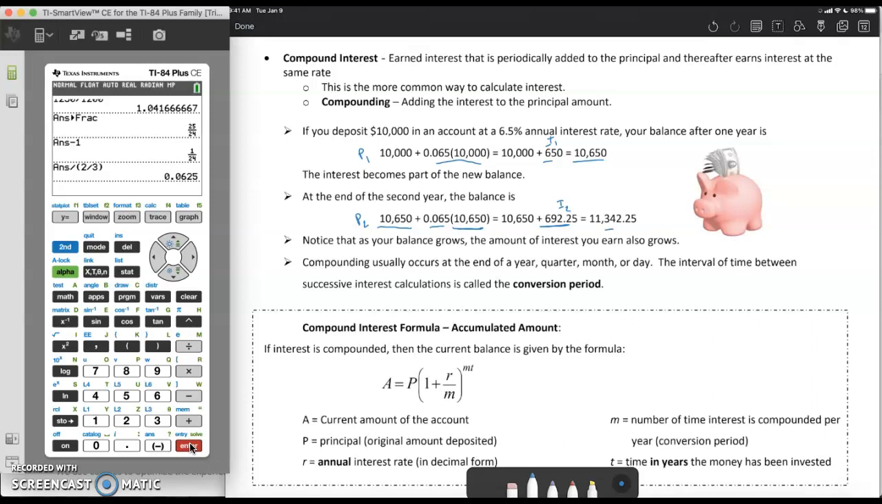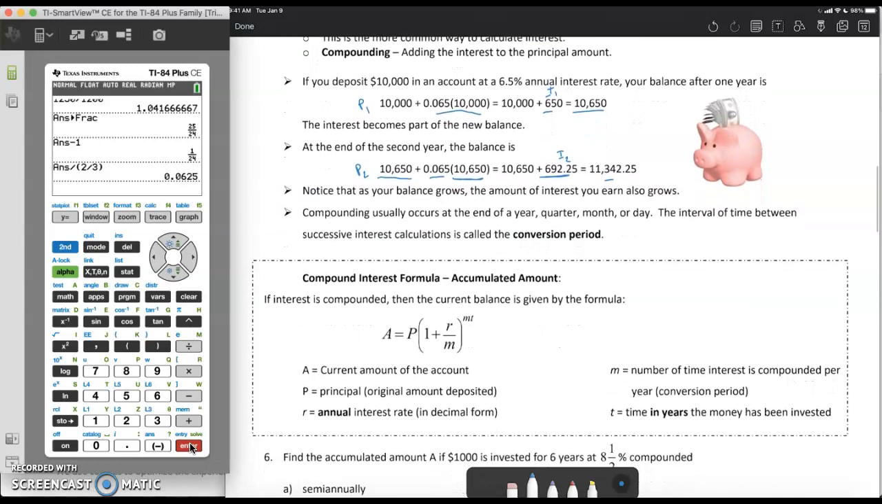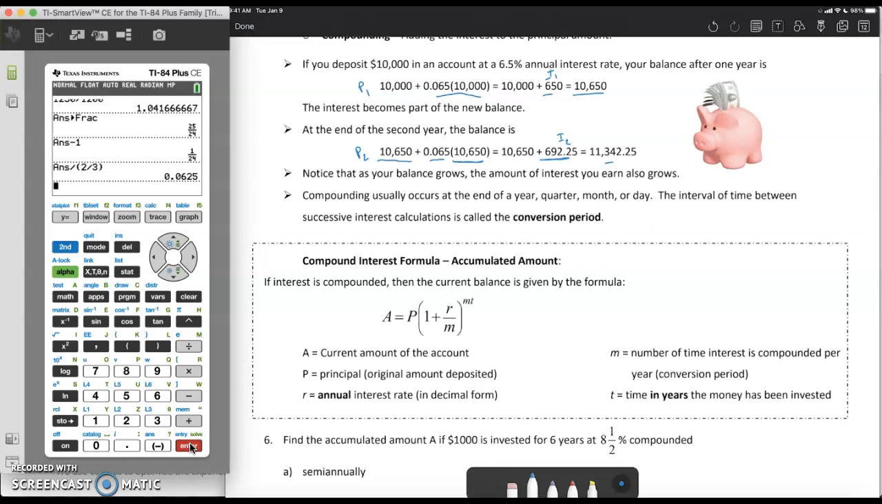Compounding usually occurs after the end of a year, quarter, month, or day. And the interval of time between these interest calculations is called the conversion period. So what you will need to know, the formula that I'm giving you in the notes is my personal favorite way to remember these formulas.